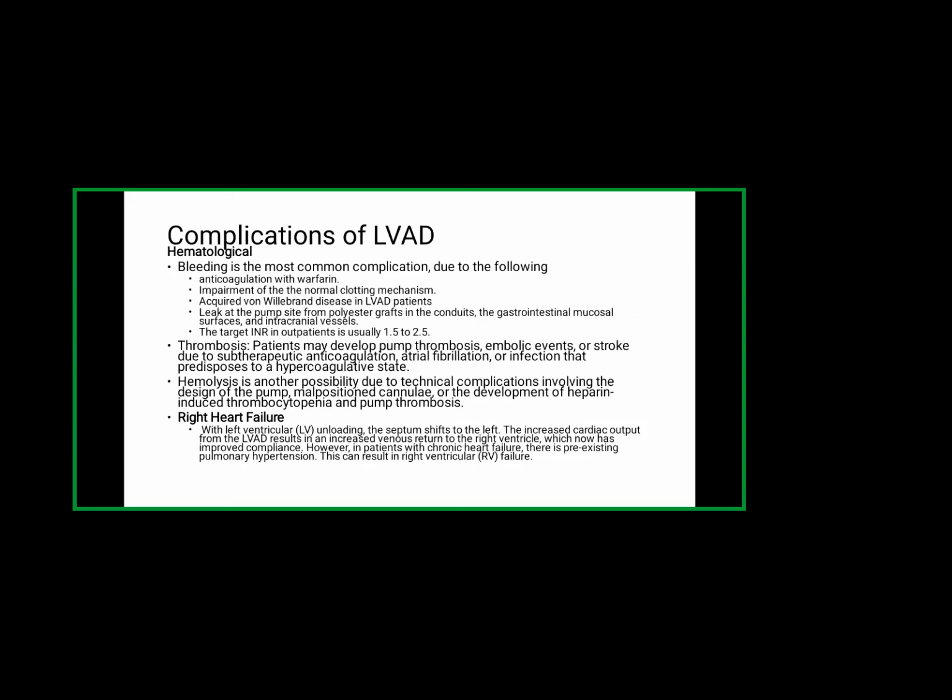But what are the complications of assist devices? Number one is hematological complications. Okay, there are many of them. Bleeding is the most common complication. Of course, bleeding can be due to various reasons. Number one, anticoagulation. Number two, these patients have impairment of normal clotting mechanisms, and they've also been known to develop a high prevalence of acquired von Willebrand's disease. There could also be bleeding through leaks.